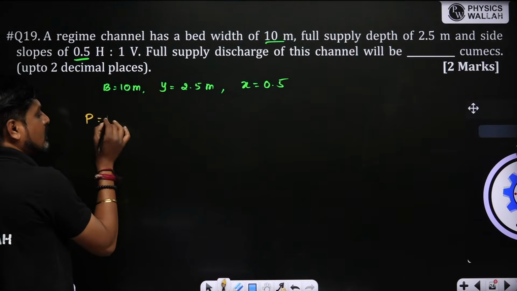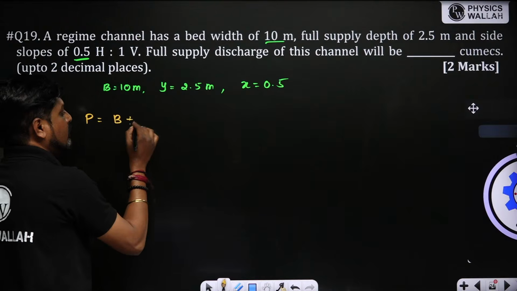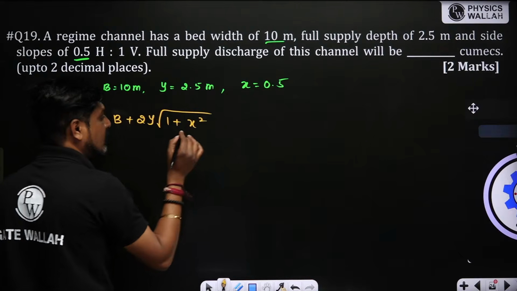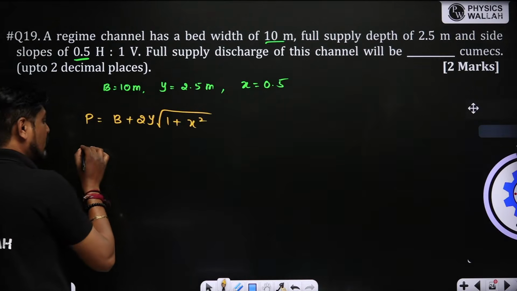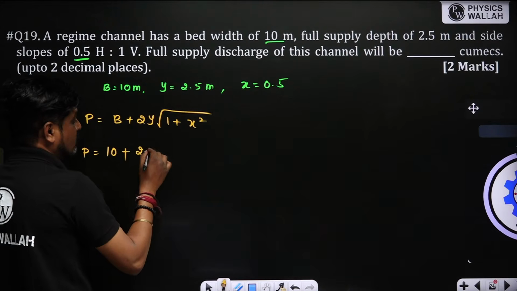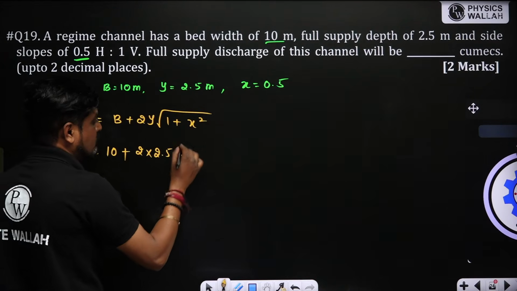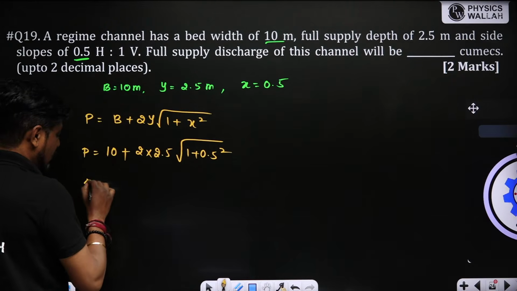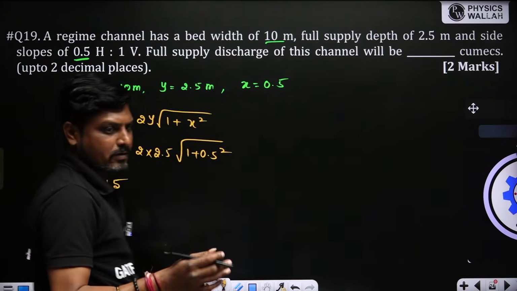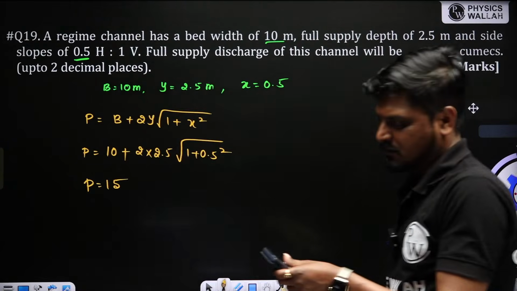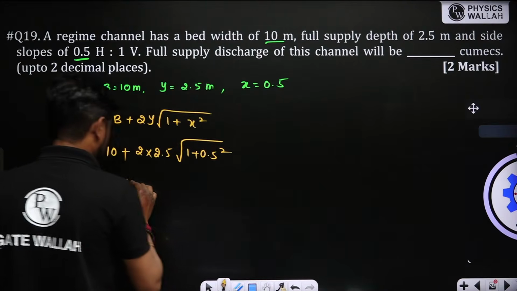Perimeter formula for a trapezoidal channel: B plus 2Y square root of 1 plus X square. So the perimeter formula, you know it: P, B is 10, 2 into 2.5 square root of 1 plus 0.5 square. Solve. What is my calculated value? 15.59.